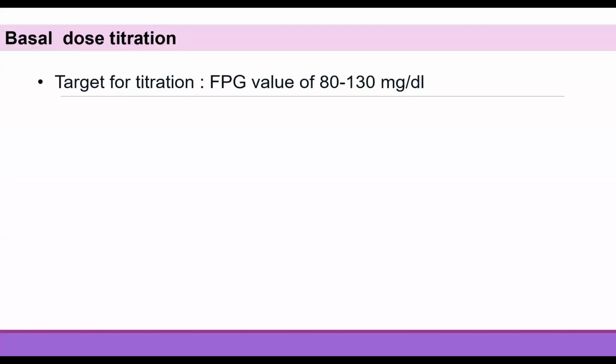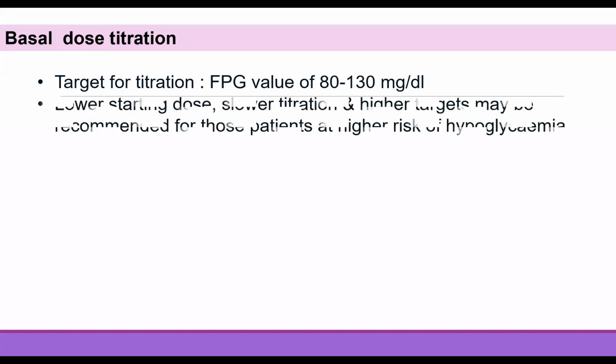In basal titration, as I've discussed with you, you can titrate with 2 units every 3 days according to the fasting plasma glucose value.